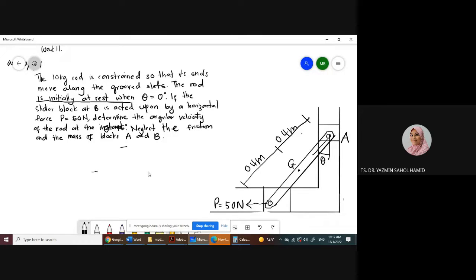So for today's class, we're going to do this example problem. Previously we have done a lot of examples relating to a circular disc. The circular disc can also be represented like a wheel. So for today's class, we're going to do some different examples. And this example, as you can see in the diagram, is very similar to something that we can see right now in front of us.